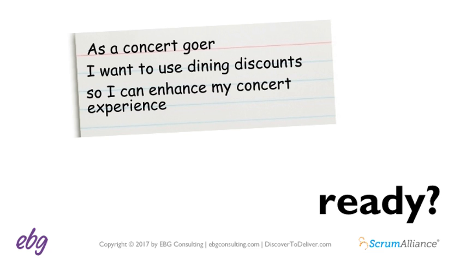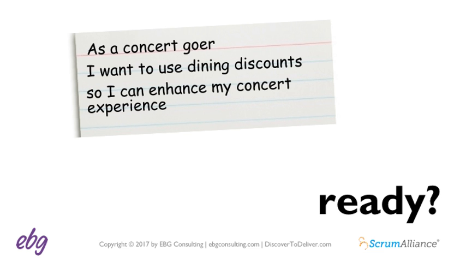As a concert goer, I want to use dining discounts so I can enhance my concert experience. Now, is that ready? Even if you are familiar with the domain, you're probably going to have a lot of questions, like who is that user, that concert goer? Is it any concert goer? Are there different types of them? And I want to use dining discounts. Well, what does use really mean? And can any concert goer use the discount? And what about that dining discount? Are there any rules or controls around which discounts you can find? And how about the environment of use and the platform?